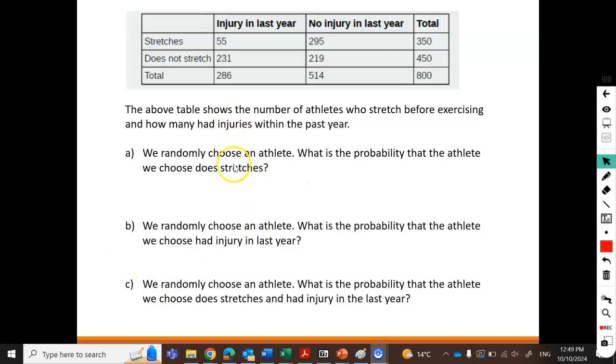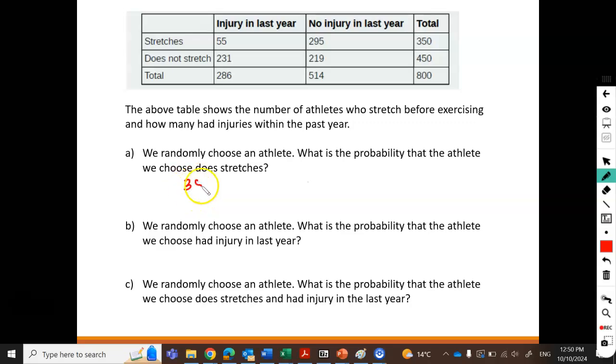Now we randomly choose an athlete. What is the probability that the athlete we choose does stretches? So the total number of athletes who do stretches is 350 out of 800. So your probability here will be 350 out of 800.